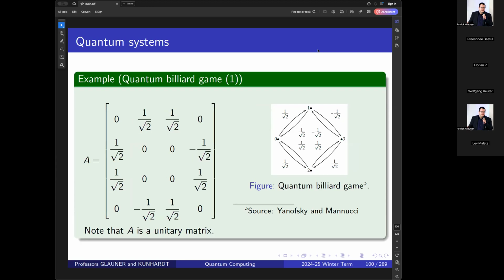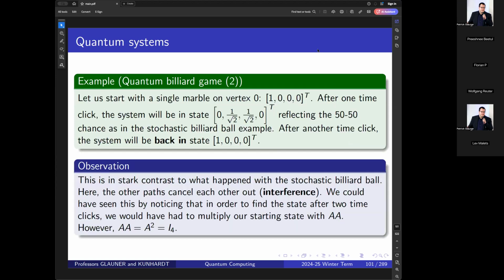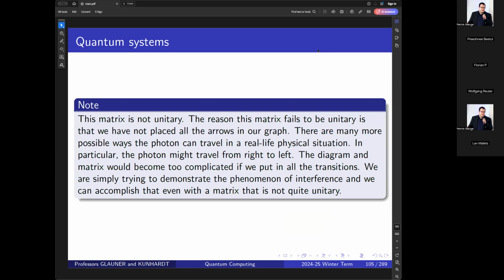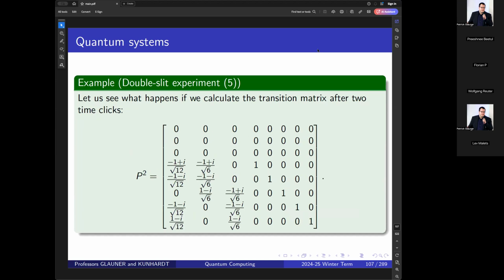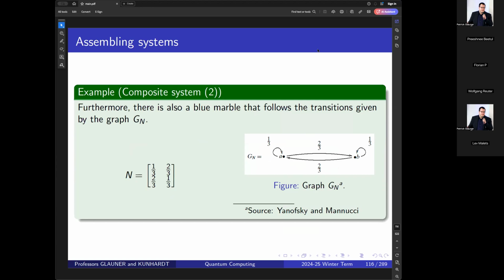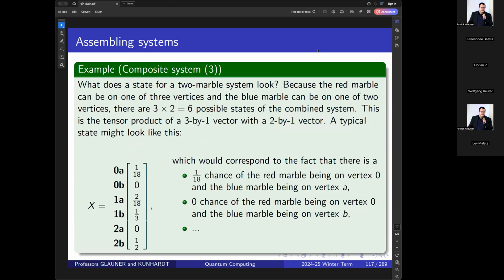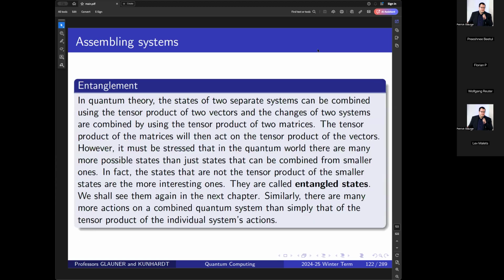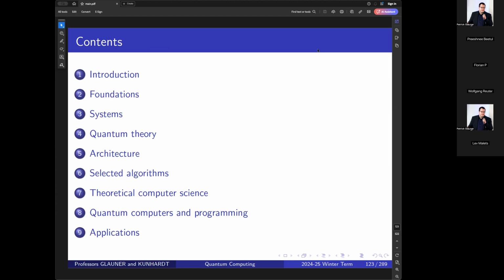Next week, we will continue with quantum systems. We look at the quantum billiard game, a quantum version of the billiard game. But since we introduced the billiard game today, you need some time for revision. And we will look at the quantum double slit experiment and how it differs from the simplified probabilistic one. We will look at that and we will compare them. And then we will use the tensor product to assemble systems. So we have multiple systems and we can compose them together by using the tensor product, also a concept we have introduced today. This is about 22 slides or something of more theory about quantum systems and assembling systems using all the maths from today.